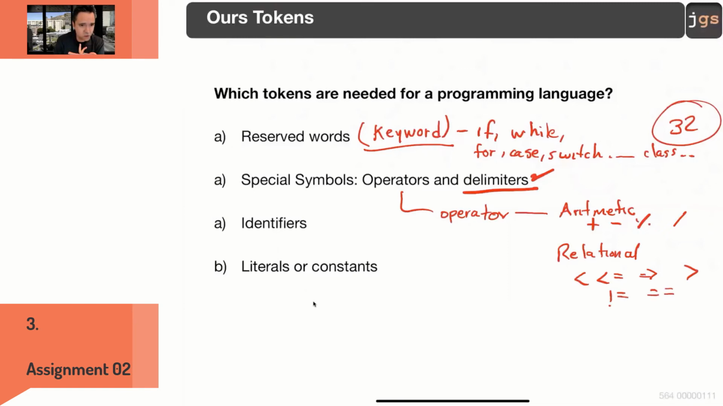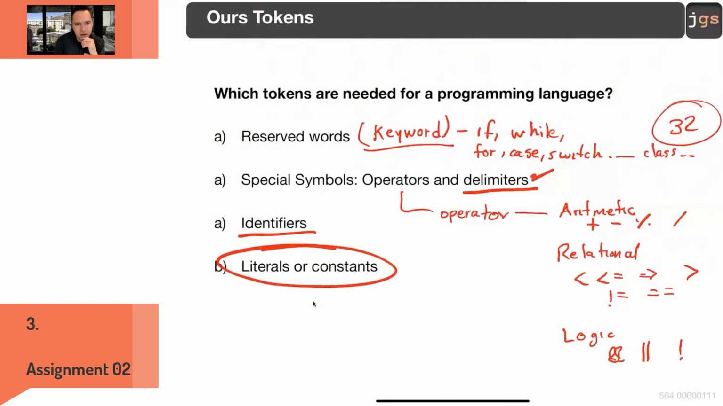Can you identify those words as relational operators? And finally, can you identify logic operators? And, or, not? Identifiers is something that you already have. Something else: can you identify values?